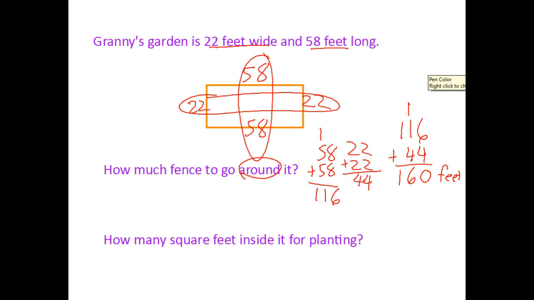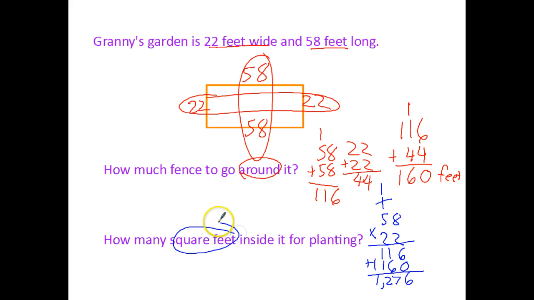Second part of the problem, how many square feet inside it for planting? Square feet, I'm going to be looking for squares. So I'm going to take the width times the length and multiply them together. So 58 times 22. 2 times 8 is 16, carry my 1. 2 times 5 is 10, plus 1 is 11. Marco Polo. 2 times 8, 16, carry my 1. 2 times 5 is 10, plus 1 is 11. Add them up, and I should get 1,276. And it tells me right here I'm looking for square feet.